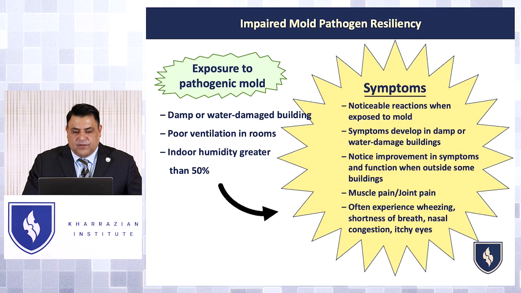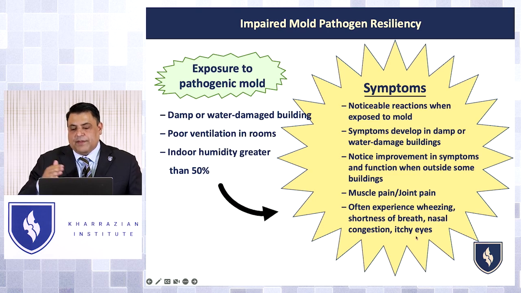So one of the things to look at in people that have impaired mold pathogen resiliency is when they get exposure to damp or water damaged buildings, or poor ventilation in rooms, or humidity greater than 50%, that's when they have some problems. Noticeable symptoms of impaired mold resiliency are noticeable reactions when exposed to mold, symptoms that develop in damp or water damaged buildings, improvements in symptoms and function when outside some buildings, muscle pain, joint pain, and often wheezing, shortness of breath, nasal congestion, and itchy eyes.